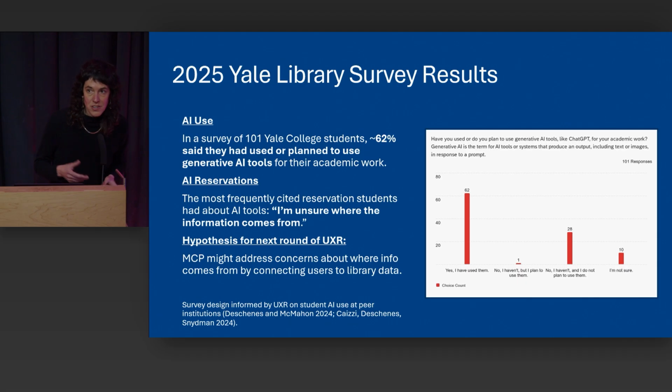So first, earlier in the spring, we ran an IRB-approved survey of Yale College students to see at a high level what their AI use was and what it looked like. And we also wanted to identify any reservations about use that could inform how we might think about designing with users in mind as we move forward with the project.